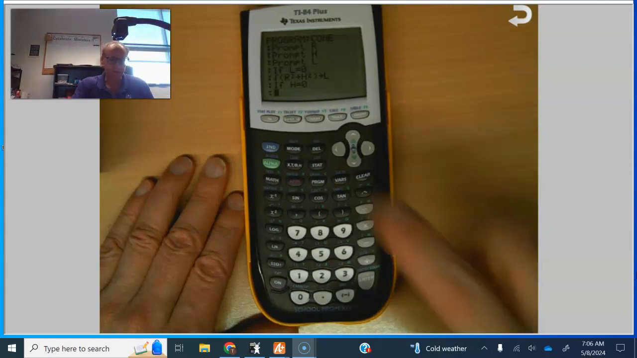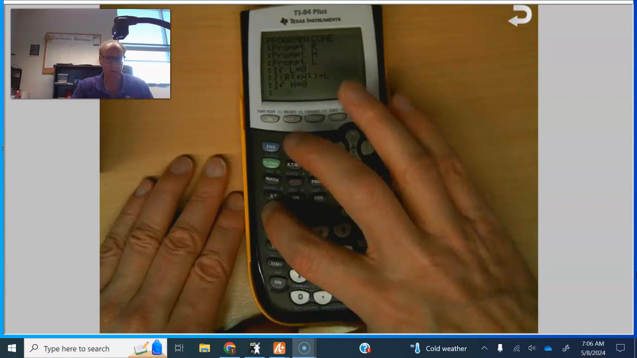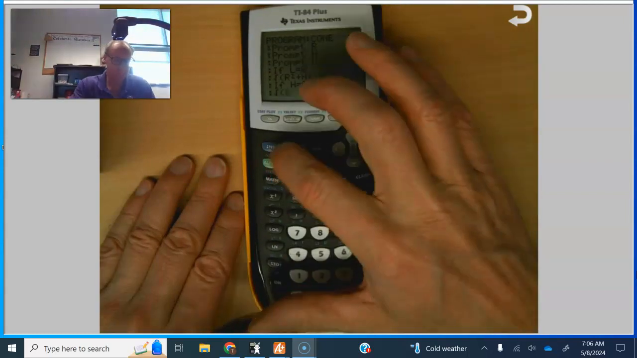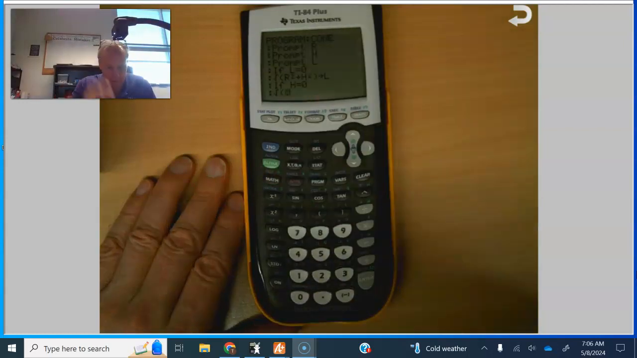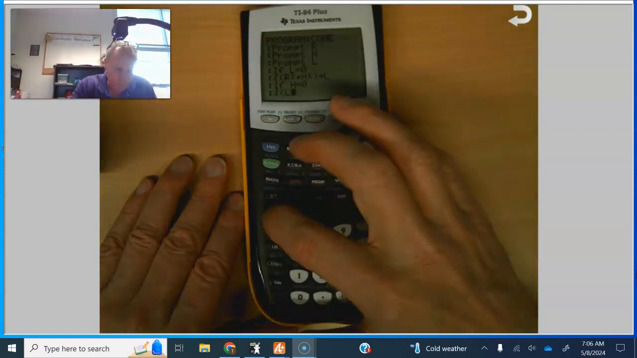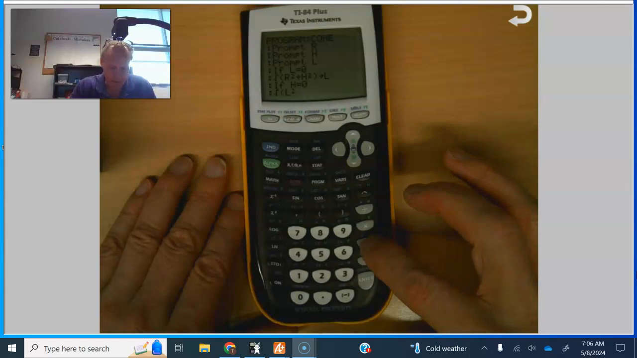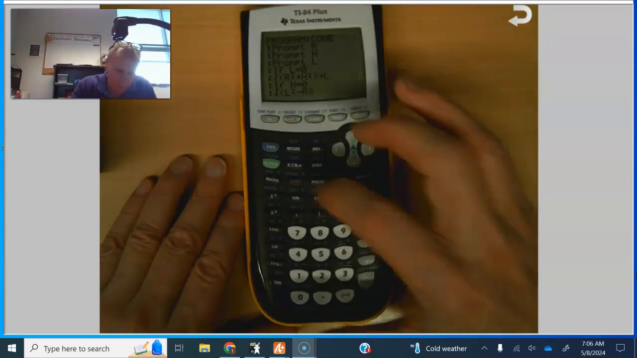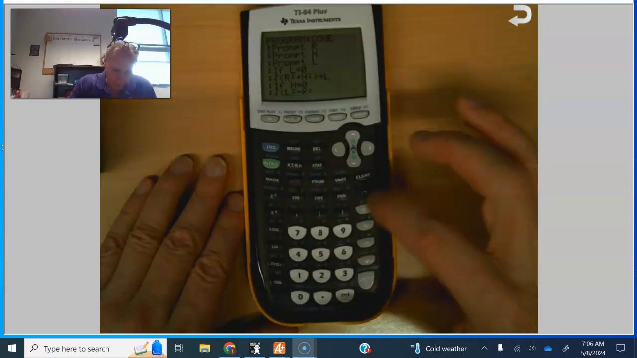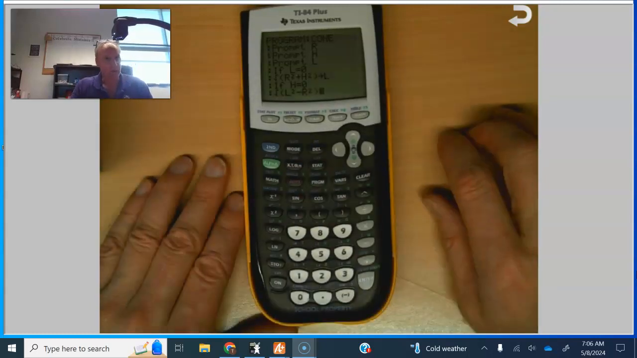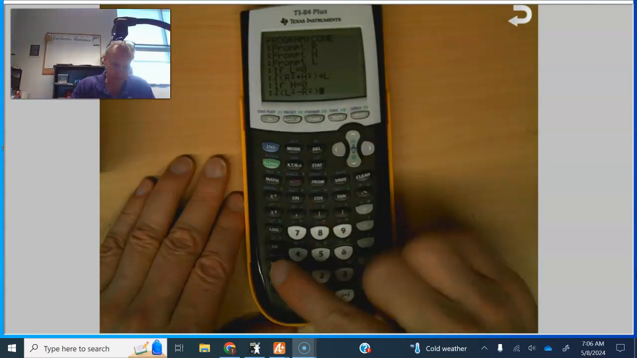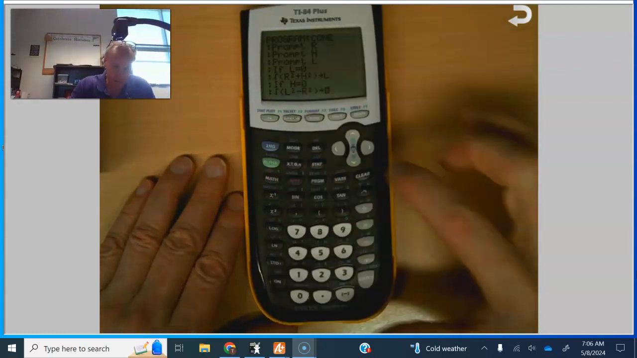which is to find the H, which is going to be the square root of, do you remember, L squared minus R squared, and close the parentheses. And do you remember what we do? We store it as our H. STO, that's the store key, and alpha H.